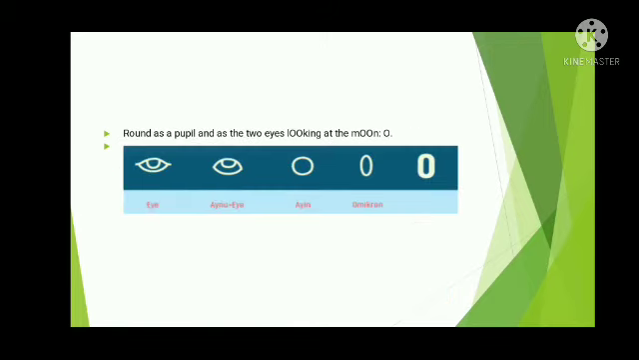Next, for the evolution of letter O. Round as a pupil and as the two eyes looking at the moon. Then we have an O. So the letter O first appears in the ancient Semitic languages of about 1000 BC as the fricative consonant in Ayin. Sometime later, the Greeks morphed it into a vowel, and from there it slid seamlessly into the Roman alphabet.